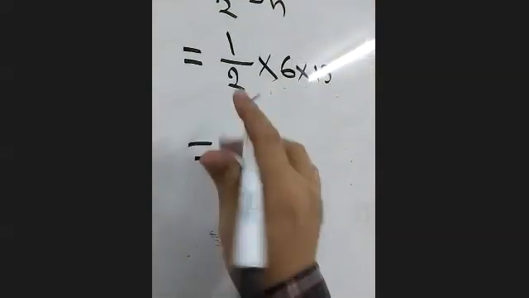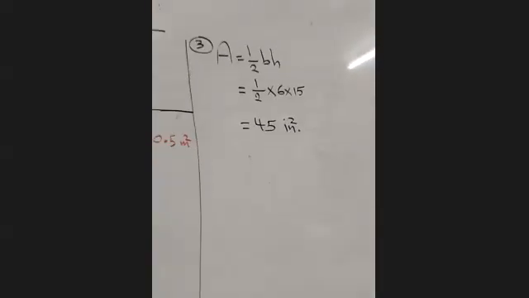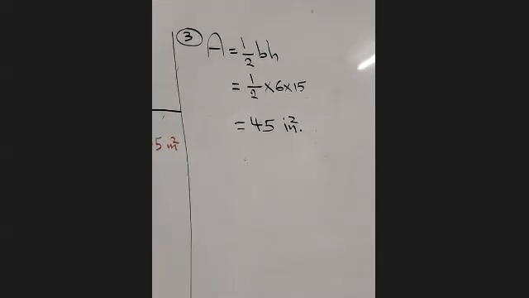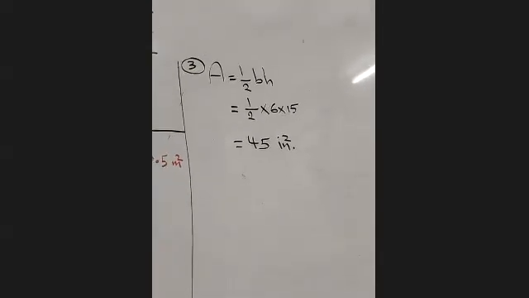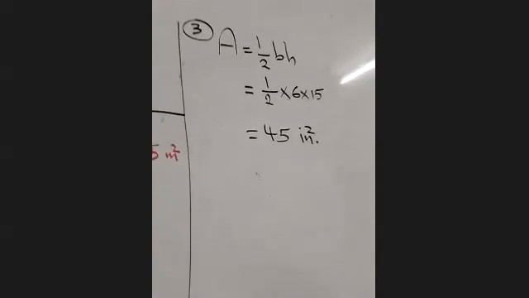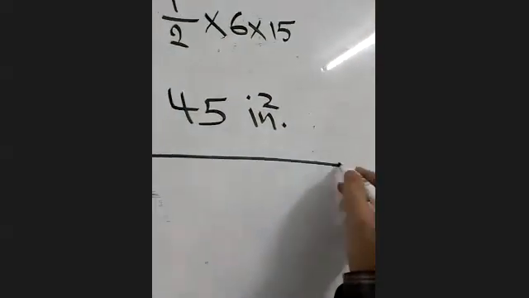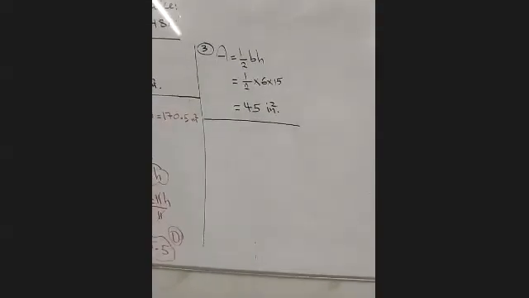3 multiply 15. 3 by 15 is how much? 45. Excellent. It is 45 inch squared. Half of 6 multiply 15, 45 inch squared. This is question 3. Write the steps, guys, please. Don't just write the final answer.